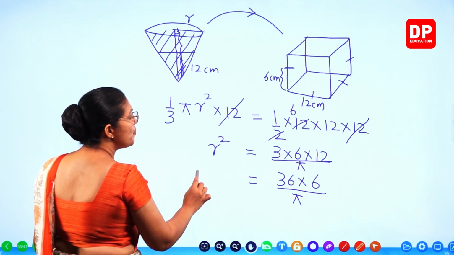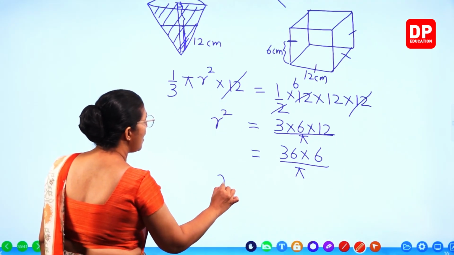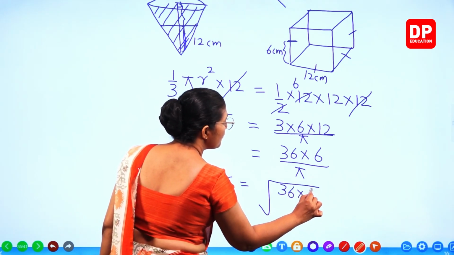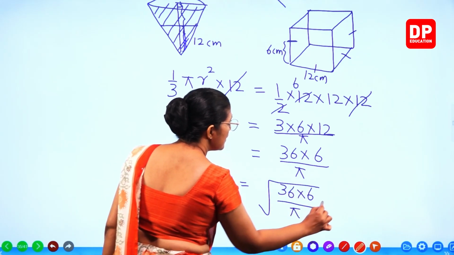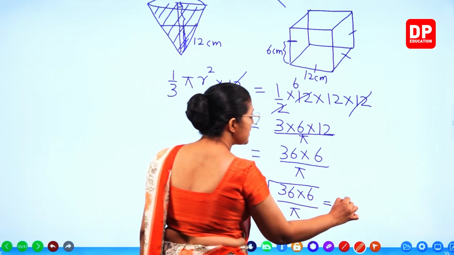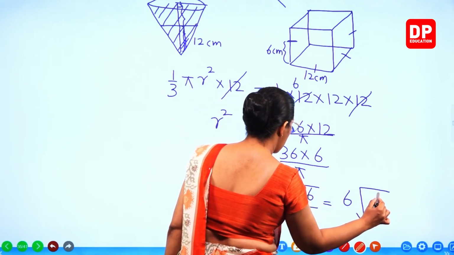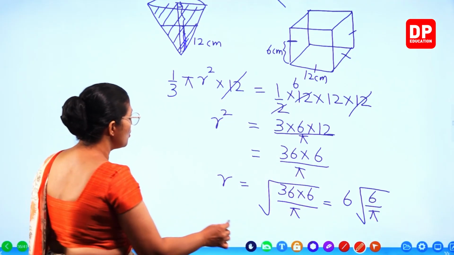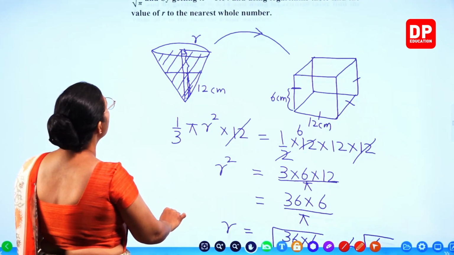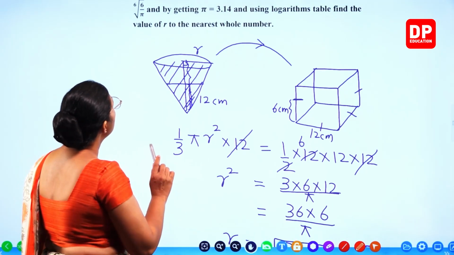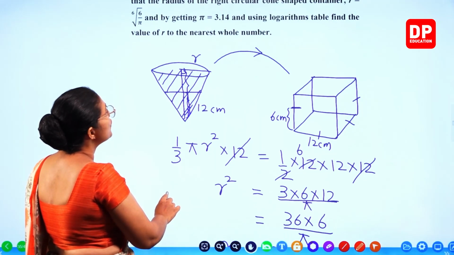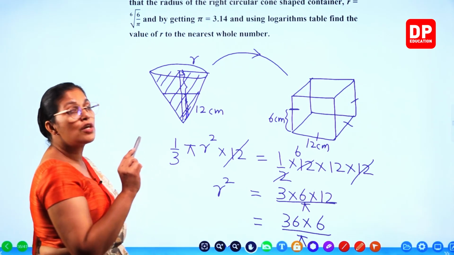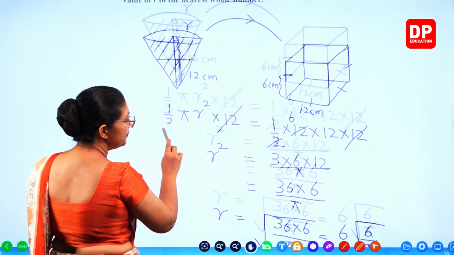So take square root both sides to get r value. So what you get? 36 square root we can write 6. But these two are inside the square root value. So 6 into 6 over pi. It's the r value. Then by taking pi as 3.14 and using logarithmic table, find the value of r to the nearest whole number. So let's do that.